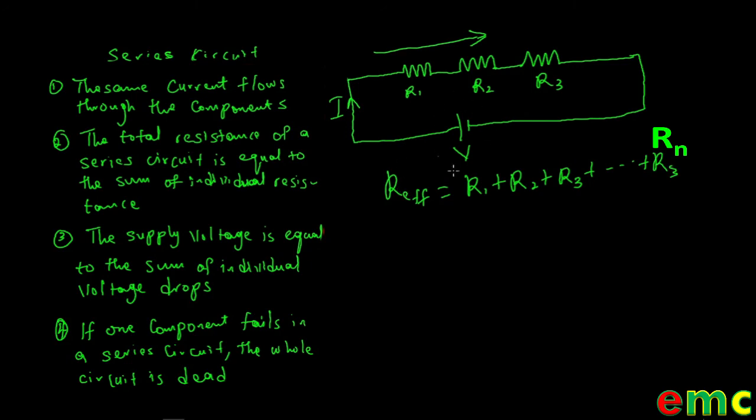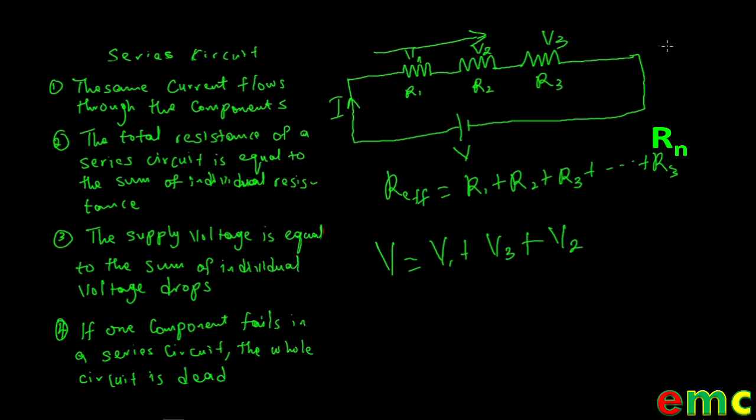The supply voltage of a series circuit is equal to the sum of the voltage drops across each of the resistors. If this is V1, this is V2, and this is V3, the supply voltage, which is the voltage energizing the circuit, is equal to the sum of all the voltage drops across the circuit.